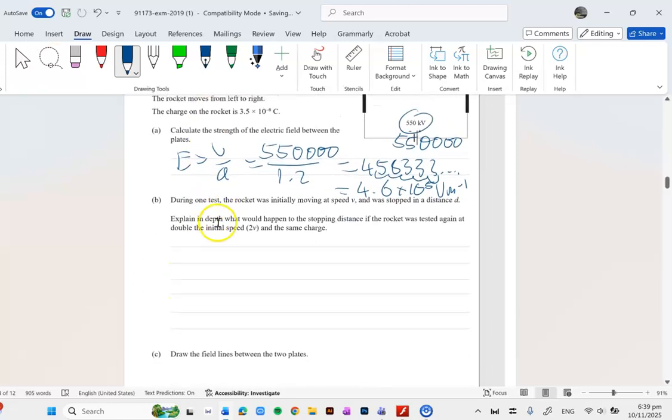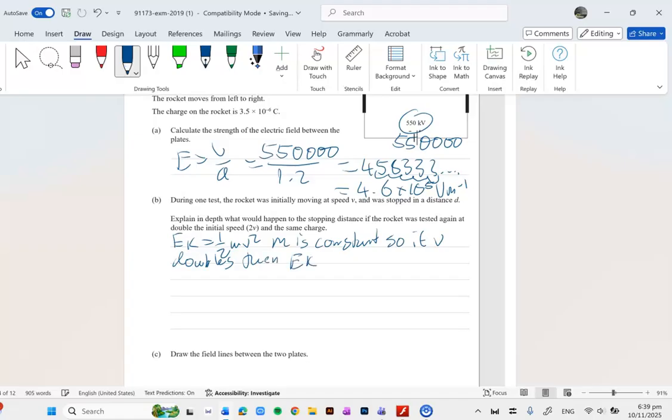Next, during one test, the rocket was initially moving at a certain speed and stopped in the distance D. Explain in depth what would happen to the stopping distance if the rocket was tested again with double the initial speed. What formula? Oh, I know. EK equals half mv squared. M is constant. So if V doubles, then EK quadruples because it's squared.